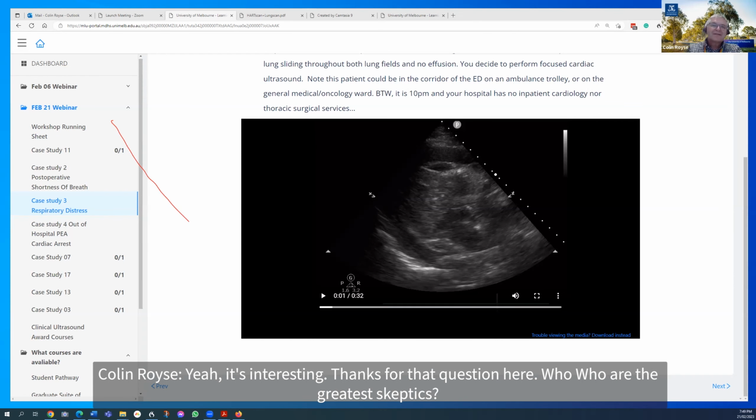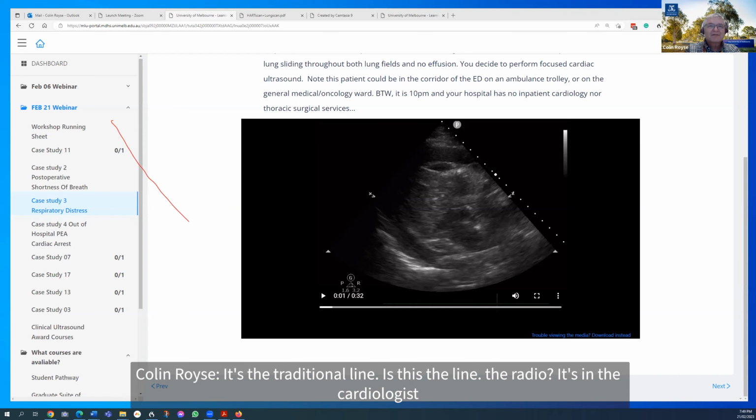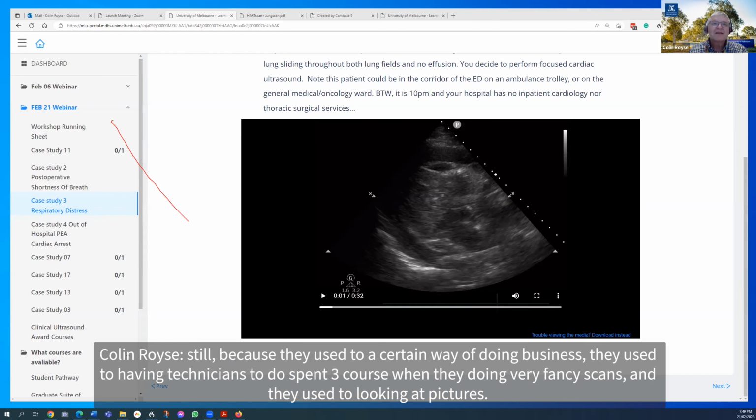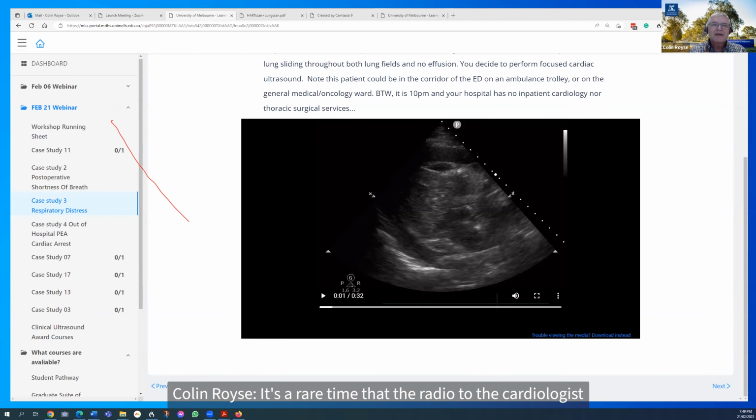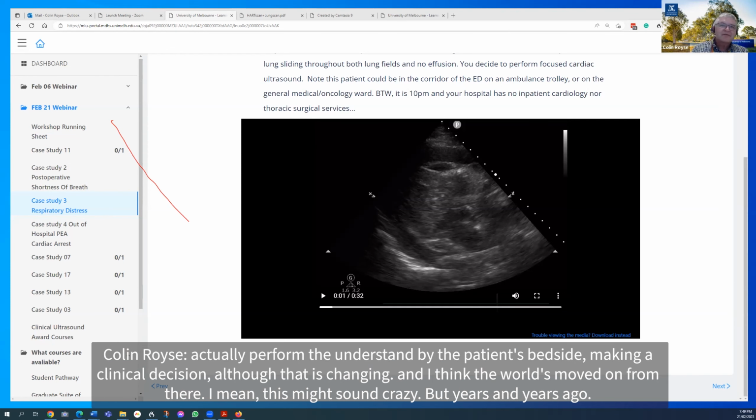Yeah, it's interesting. Thanks for that question, Ian. Who are the greatest skeptics? It's the traditional owners of the land, the radiologists and the cardiologists, still, because they're used to a certain way of doing business. They're used to having technicians who spend three quarters of an hour doing very fancy scans, and they're used to looking at pictures. It's a rare time that the radiologist or the cardiologist is performing the ultrasound by the patient's bedside, making a clinical decision, although that is changing. And I think the world's moved on from that.